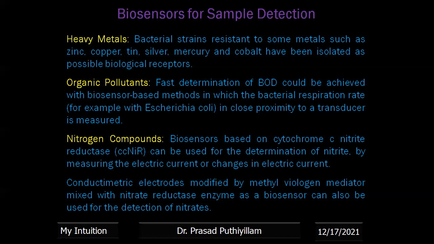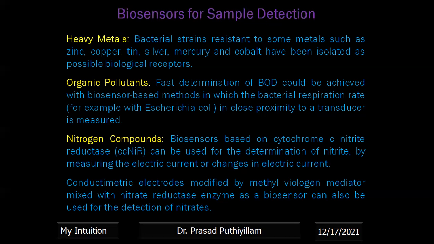Now, the next one, nitrogen compounds. Nitrates are widely used for food preservation and fertilization of soil. But continuous consumption of nitrates can cause serious health issues which will affect our hemoglobin count.